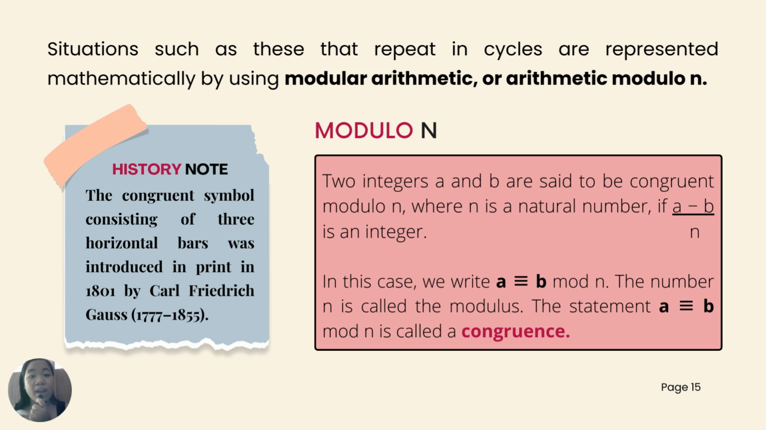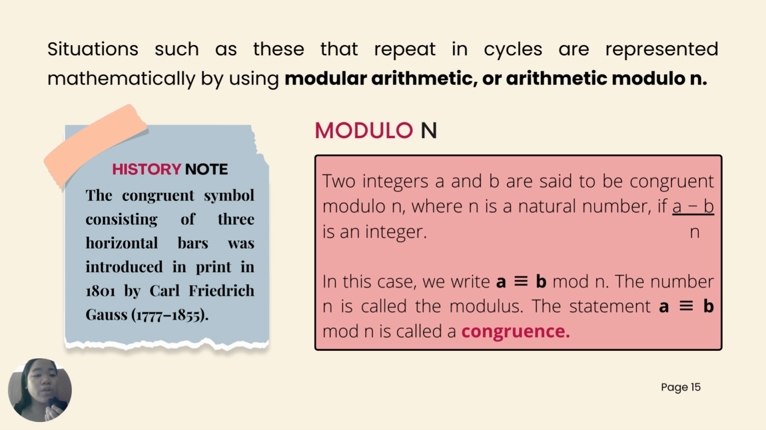Ari nga class, aning tatlo ka line, ga-symbolize na siya congruence. Okay? So a is congruent to b, mod n. Mod or modulo. Okay? So the number n is called the modulus. Amo na nga. Mod n. So the statement A is congruent to B, mod n is called a congruence. So we have to take note.